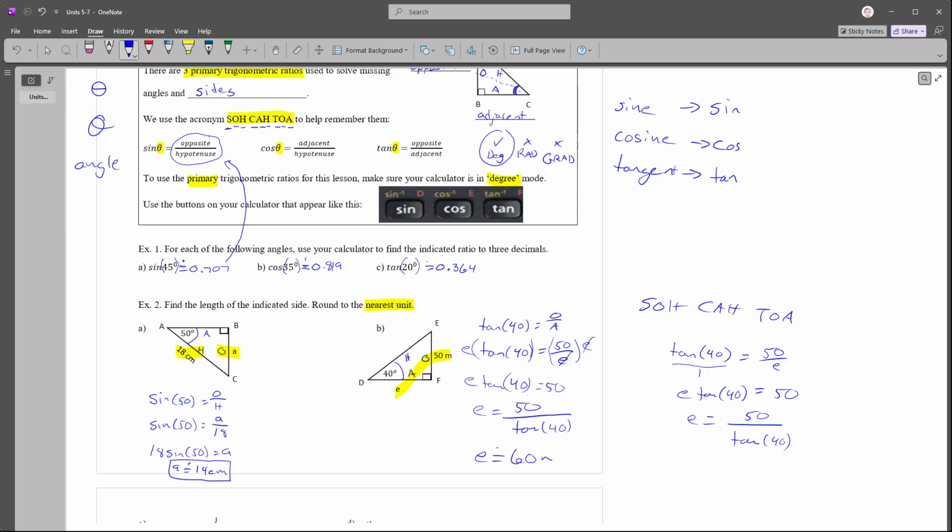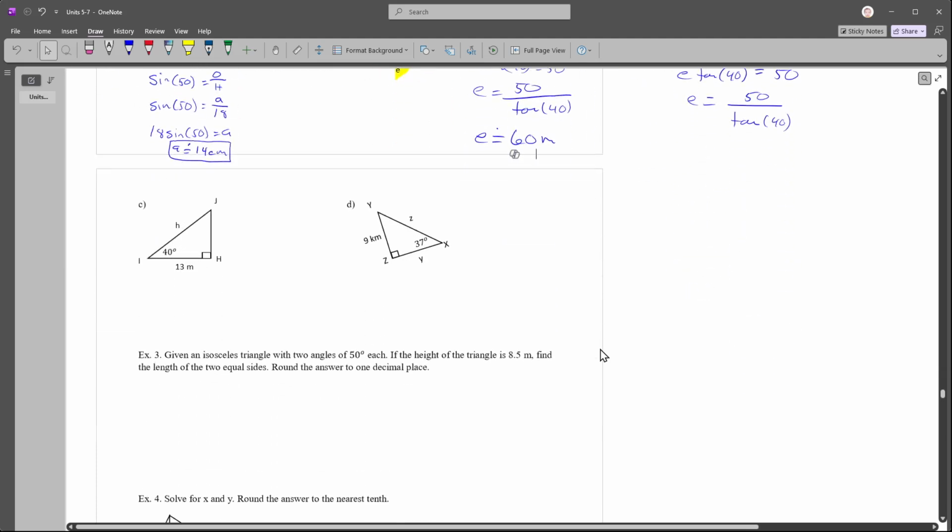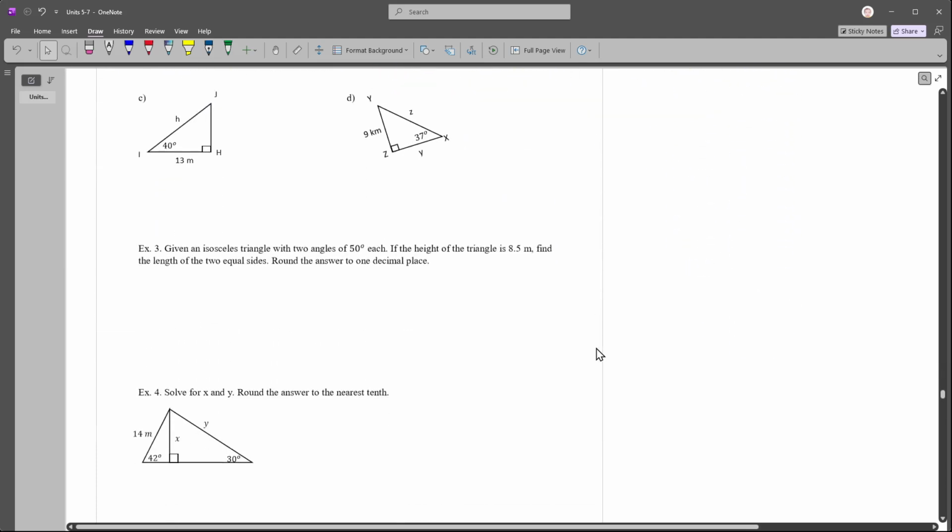Meters? Yes, meters. It's a big triangle. Okay. So that's what we're looking at to do here. So let's keep going. Let's go down to the next page here. See how we can keep going. So C and D, just more of the same.